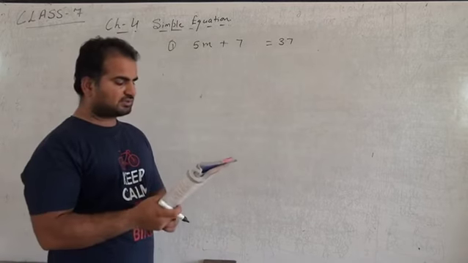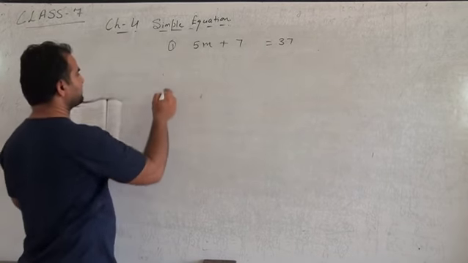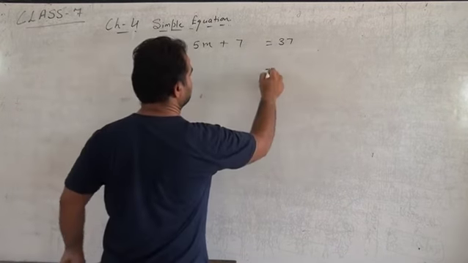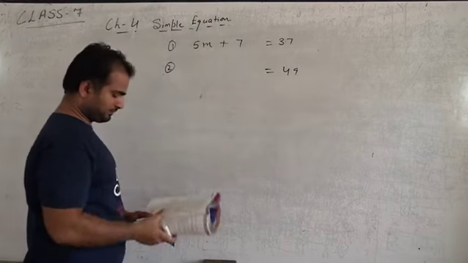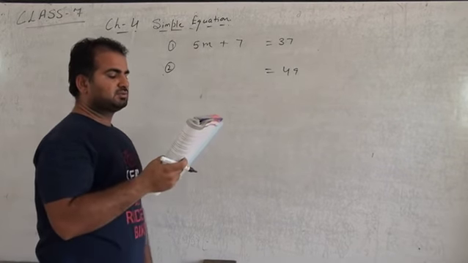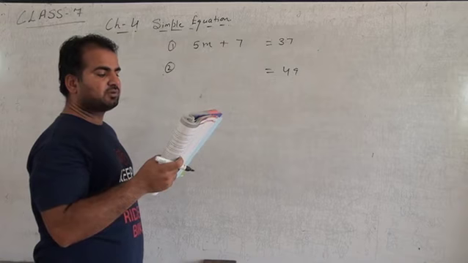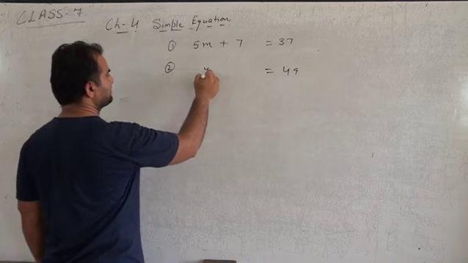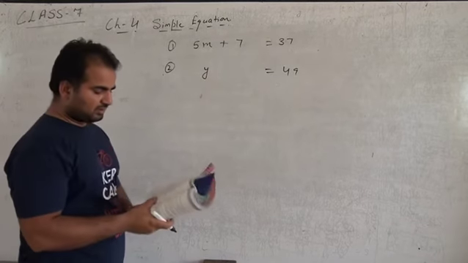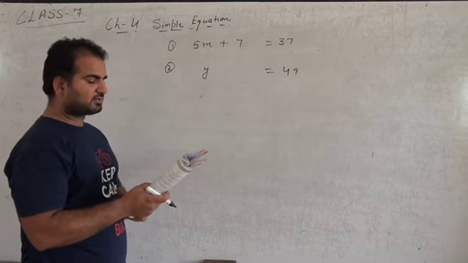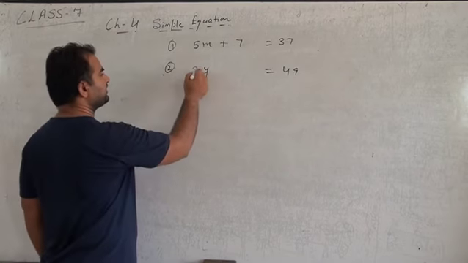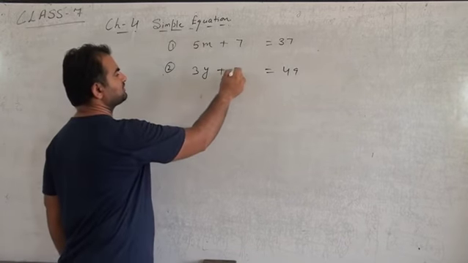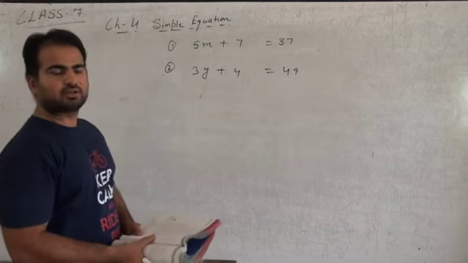Next question is, Lakshmi's father is 49 years old. So total equals 49. He is 4 years older than thrice Lakshmi's age. So take Lakshmi's age equal to y. Thrice, or 3 times Lakshmi's age, will be 3y. And 4 years more, so plus 4 equals 49.